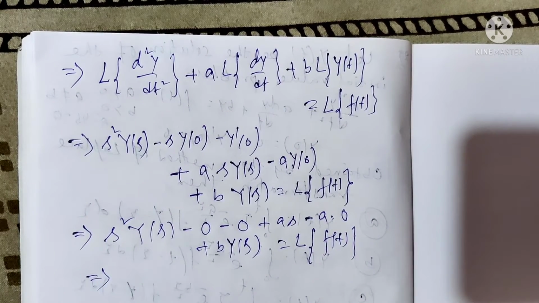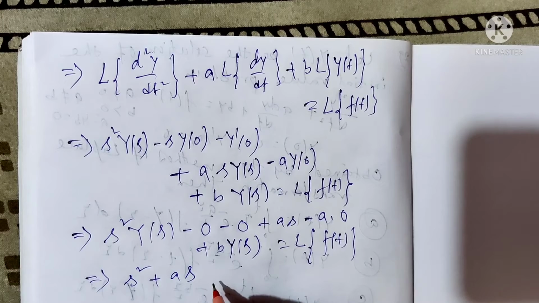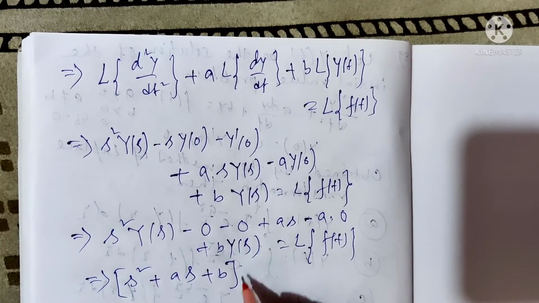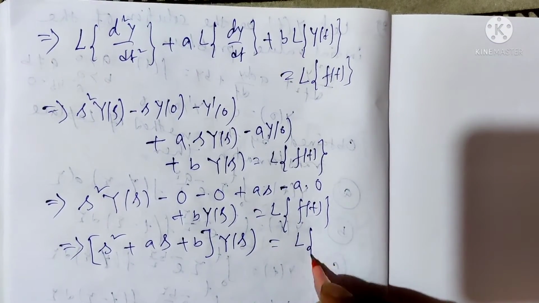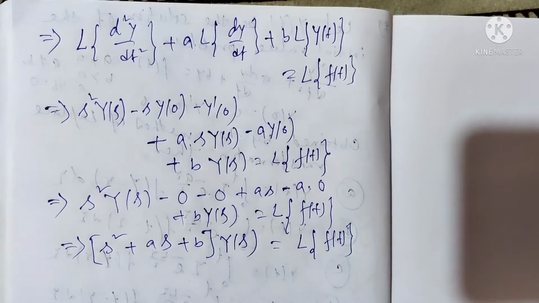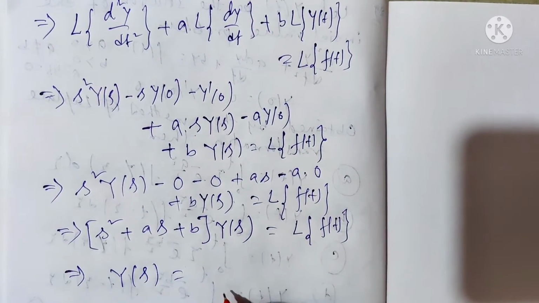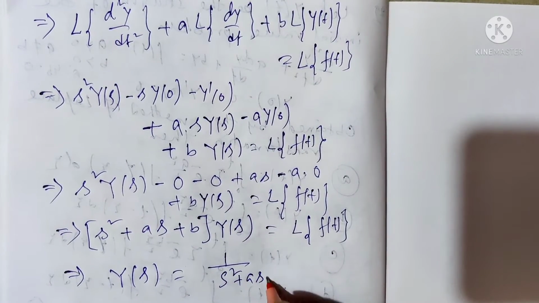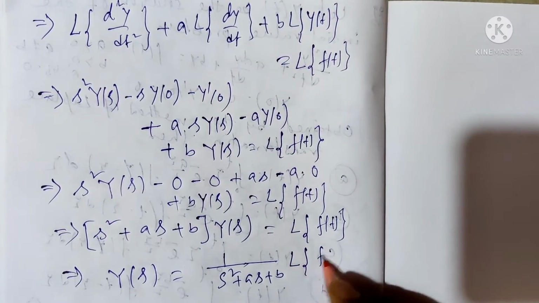That implies (s² + a s + b) Y(s) equals the Laplace transformation of f(t), which implies Y(s) equals 1 upon (s² + a s + b) times the Laplace transformation of f(t).